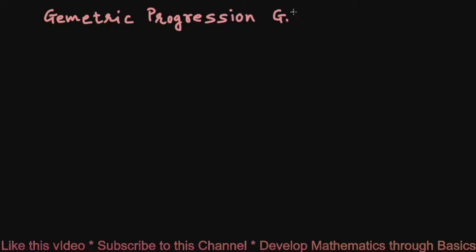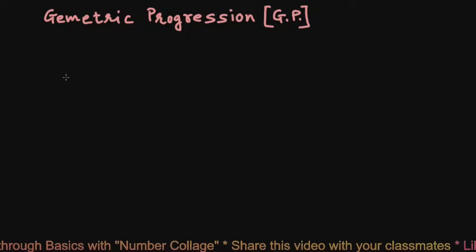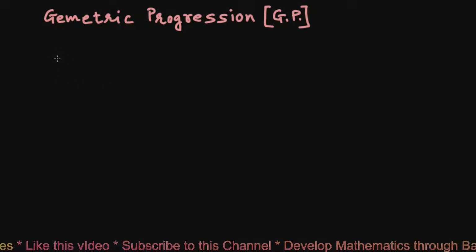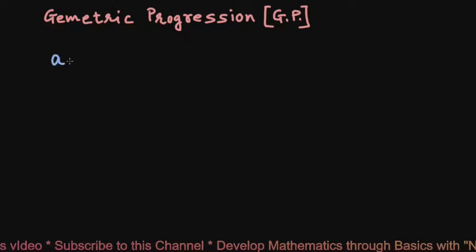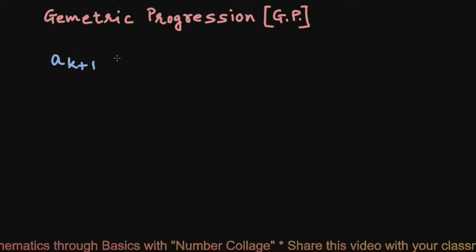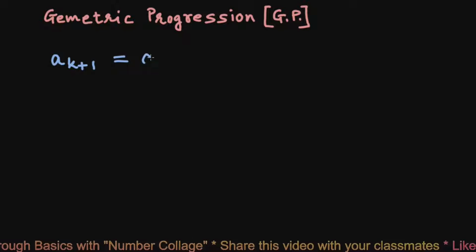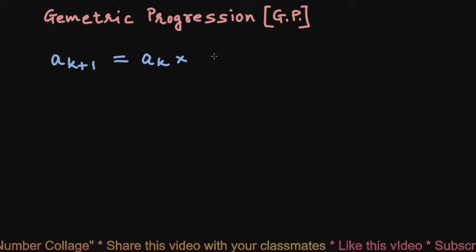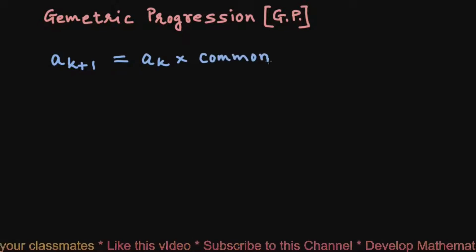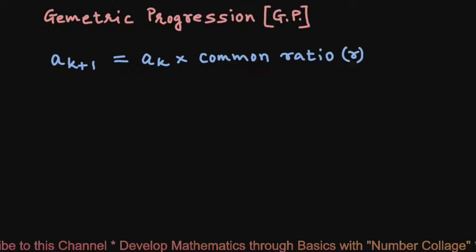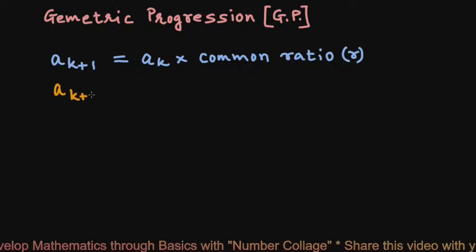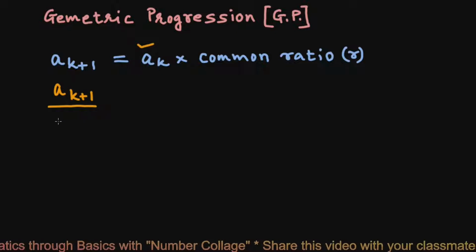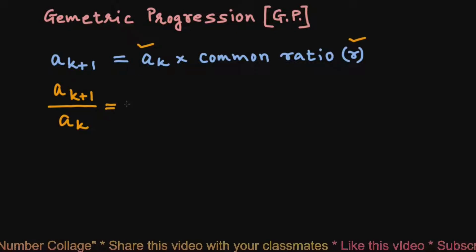This type of sequences are known as geometric sequences or geometric progression (GP). So therefore, in a geometric progression, we can find the (k+1)th term, that is a_(k+1), by multiplying its previous term a_k by a fixed number known as the common ratio r. Hence, we get a_(k+1) upon a_k equals the common ratio r.